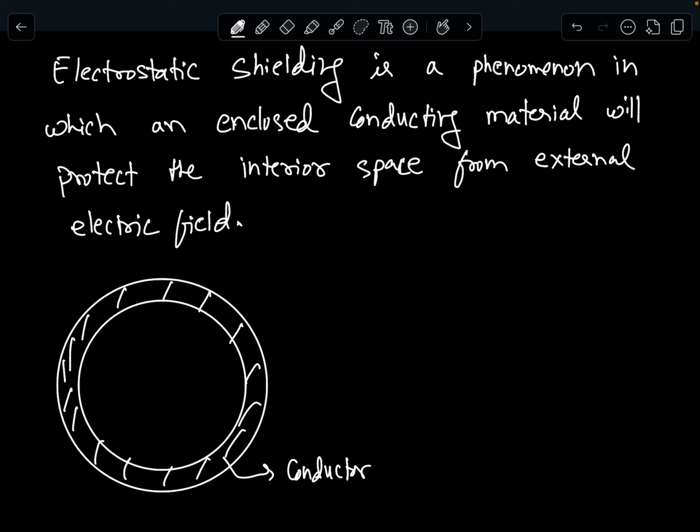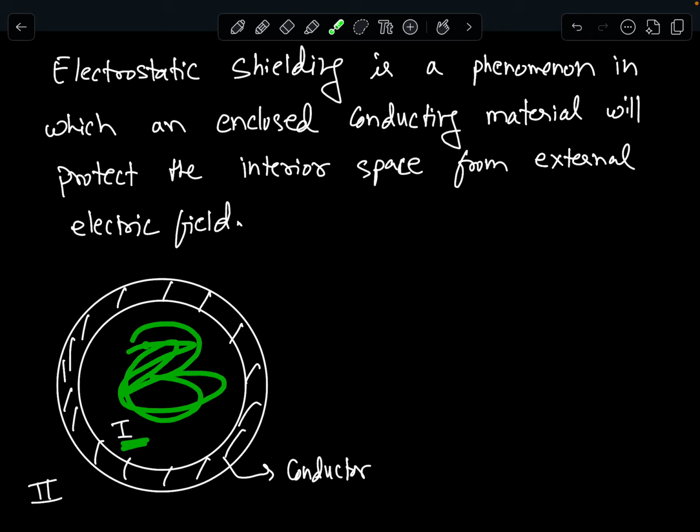So if I have a conductor, then it will protect its inner space. What is this inner space? I am giving them names 1 and 2. So region 1 is basically the inner space. This conducting material, which is a shell here, will protect its inner space, region 1, all this inner space inside, from what? From external electric field, external influence of any charge.